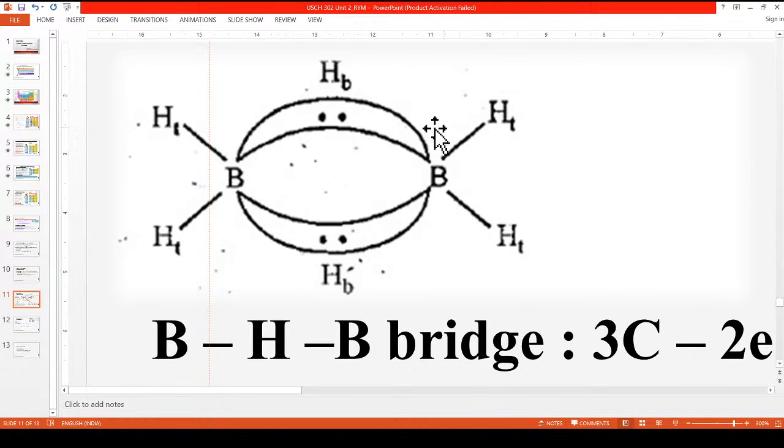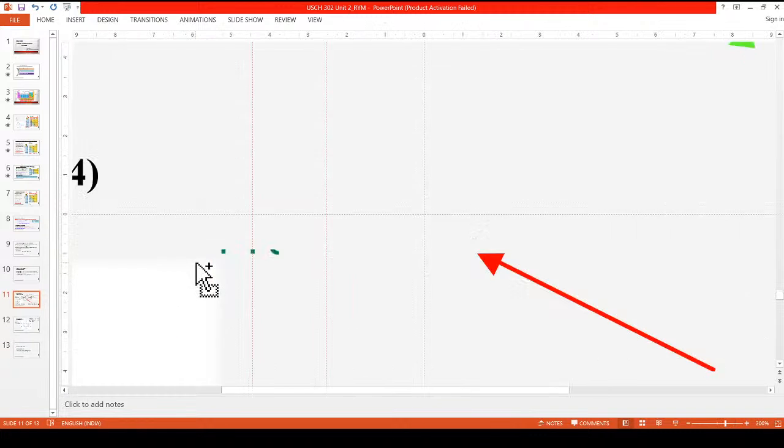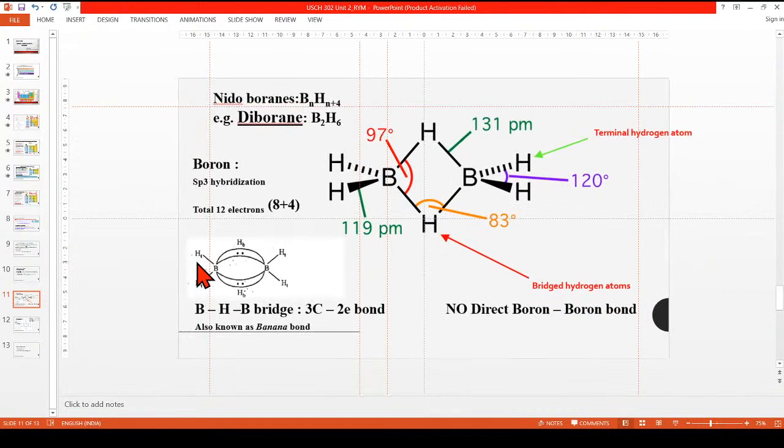Okay, this is your banana bond. Three centers are involved and two electrons are there. So there are no three electrons or four electrons. Hydrogen has only one electron and boron shares its electron, so that three centers are involved and electrons are two. Three center two electron bond. Same way below also, three center two electron bond. I hope you have understood this.